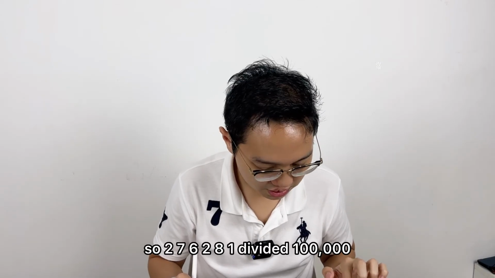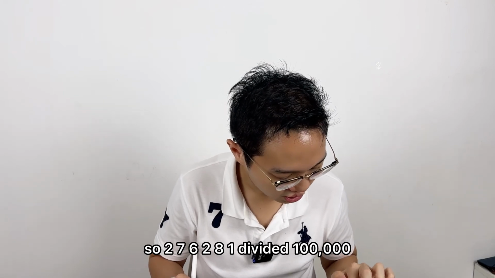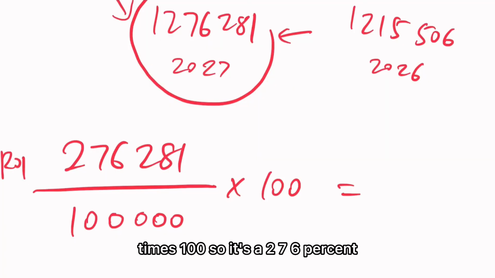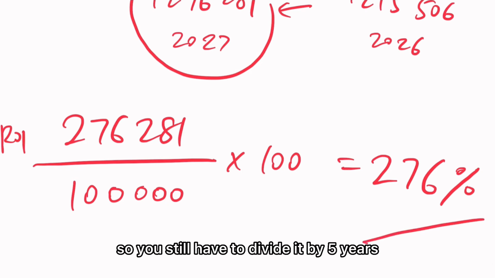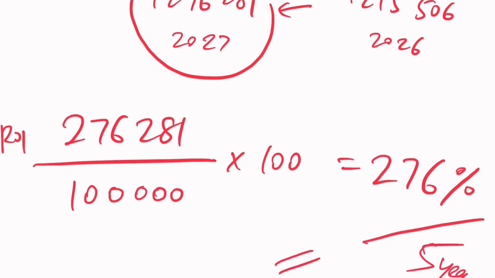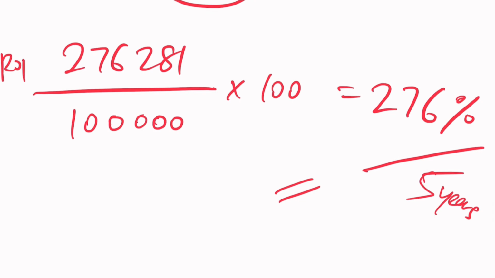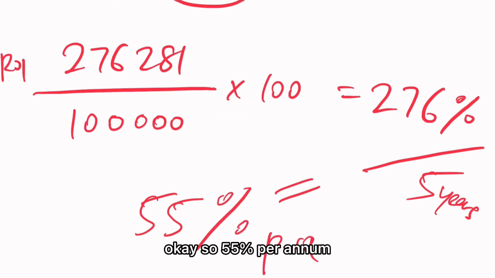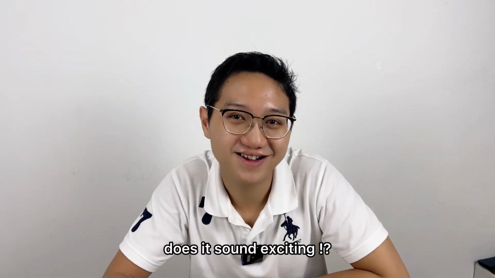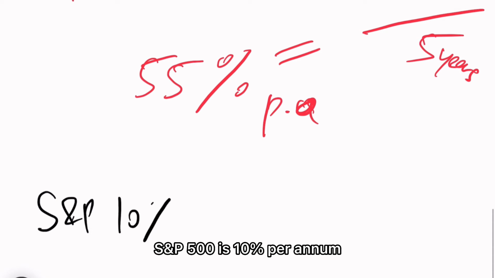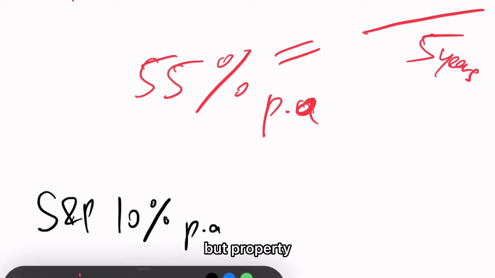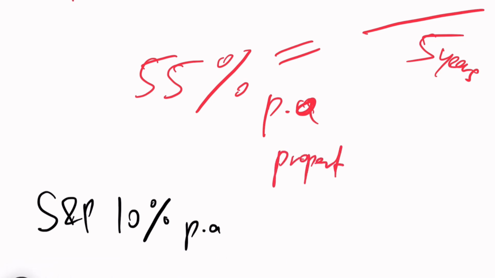So 276,281 divided by 100,000, correct, times 100. So it's 276%, right? 276% over 5 years. So you still have to divide it by 5 years. So your actual number would be 55% per annum. Okay, so 55% per annum. Does it sound exciting? S&P is 10% per annum, but property is 55%.